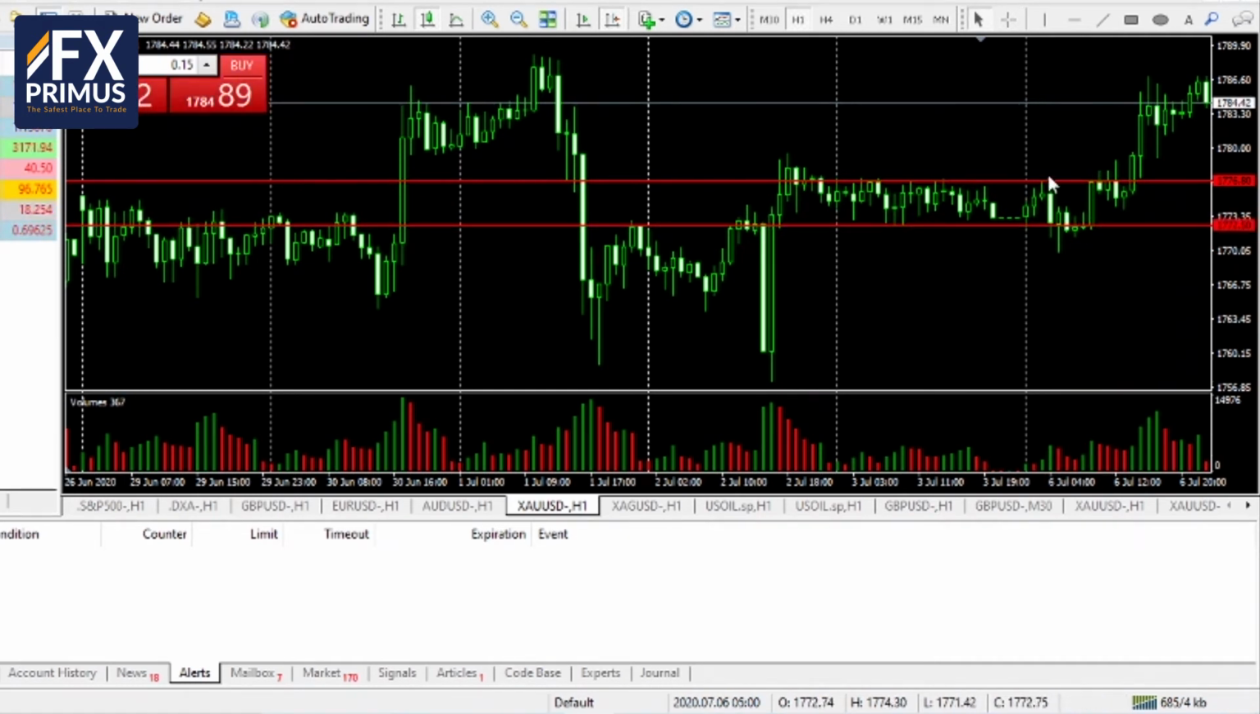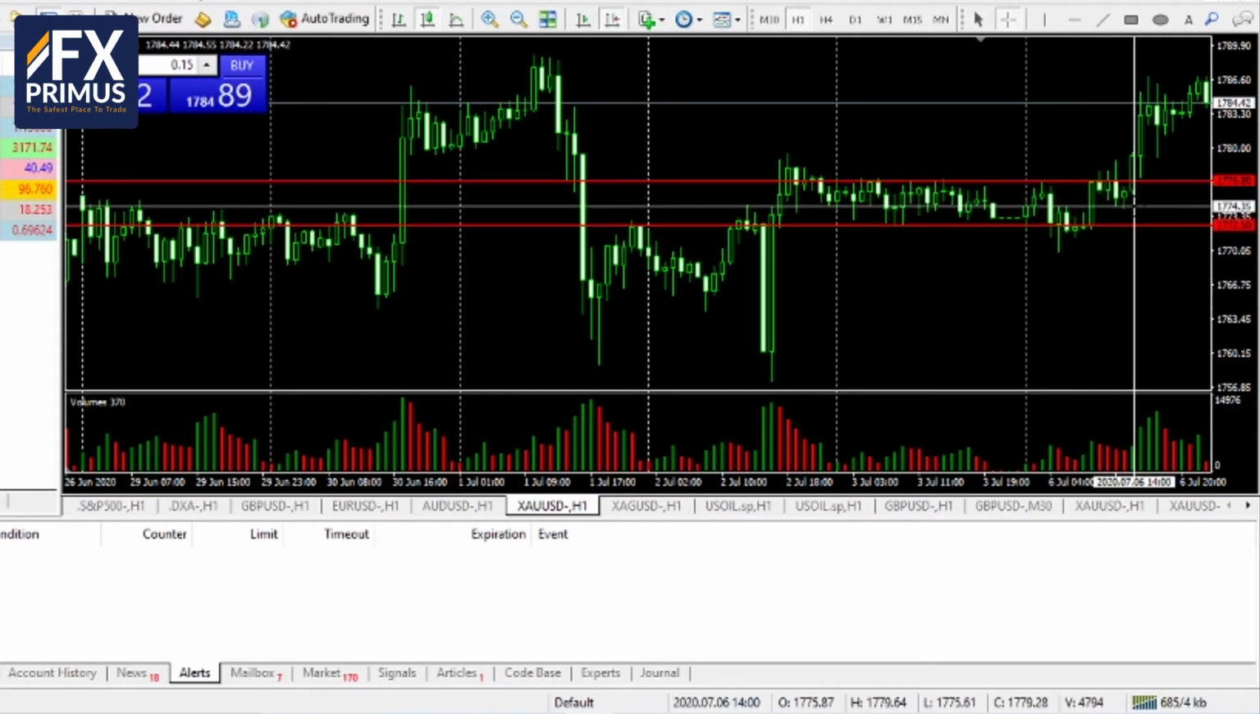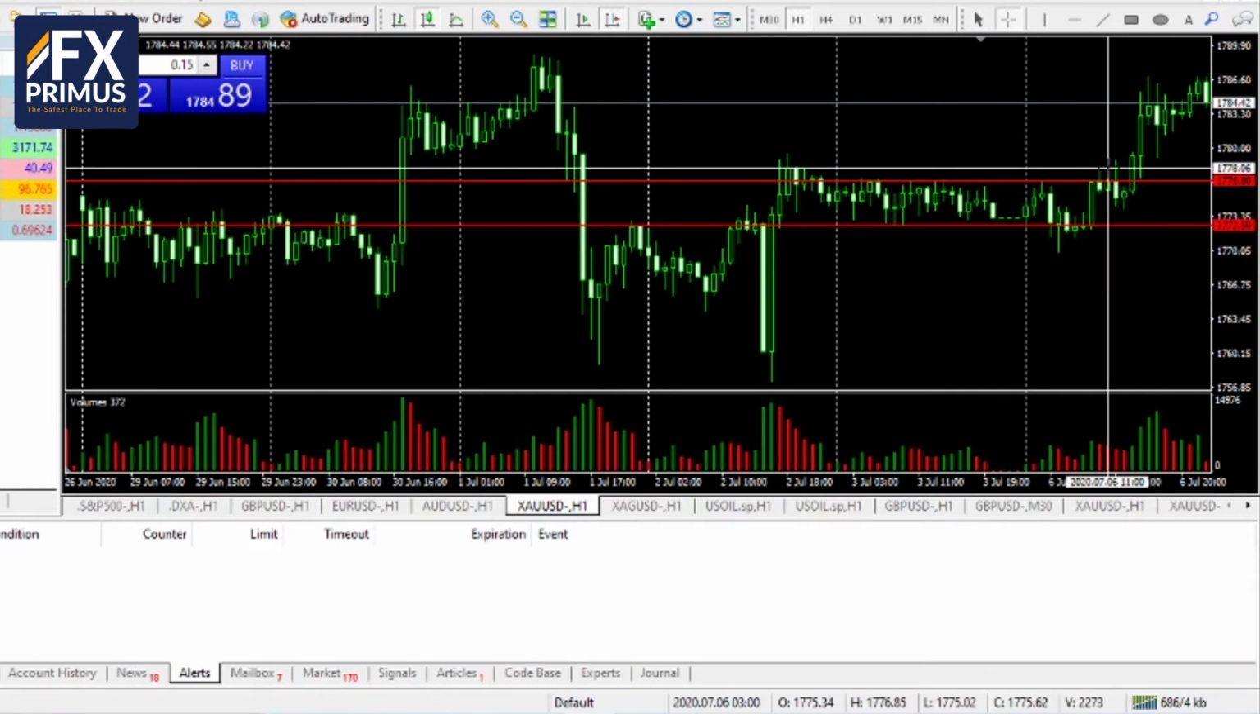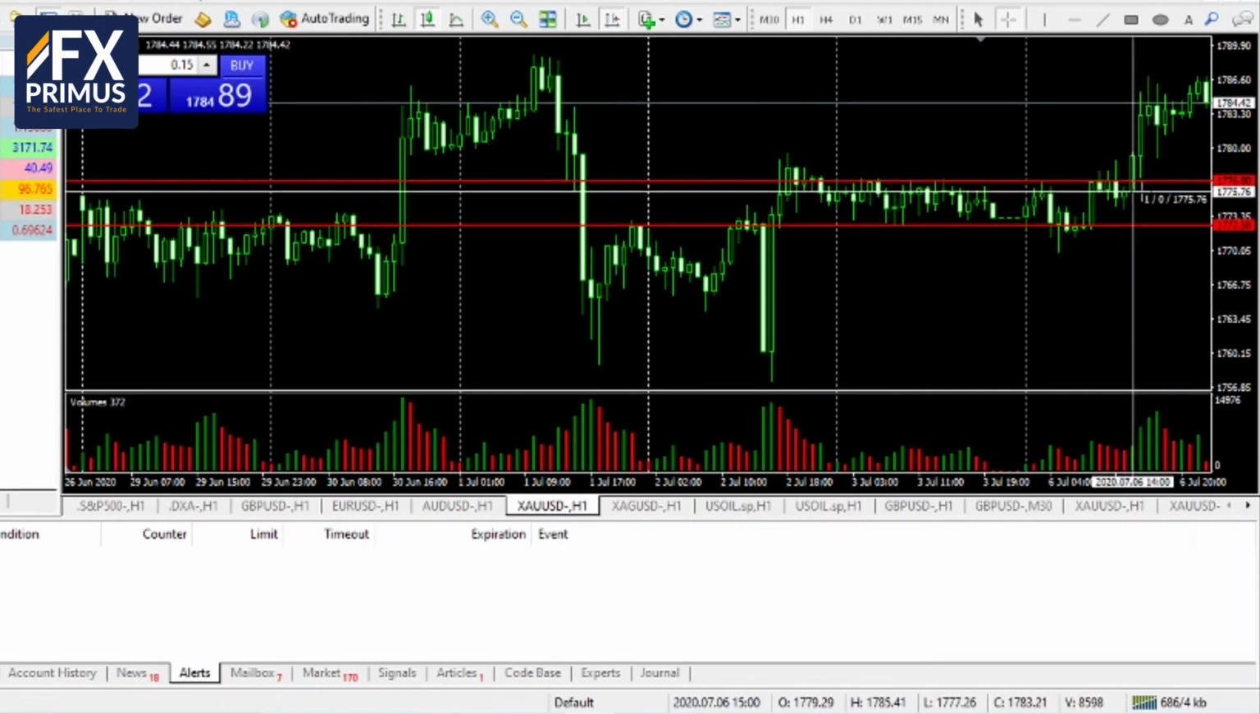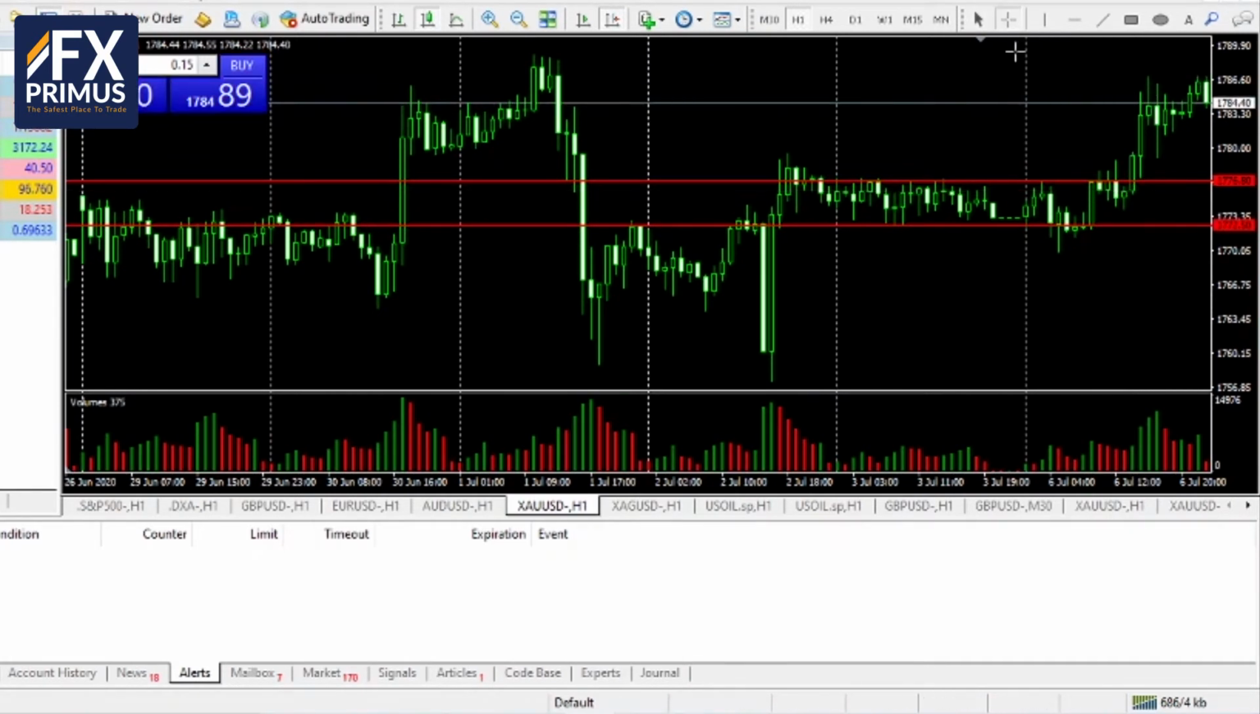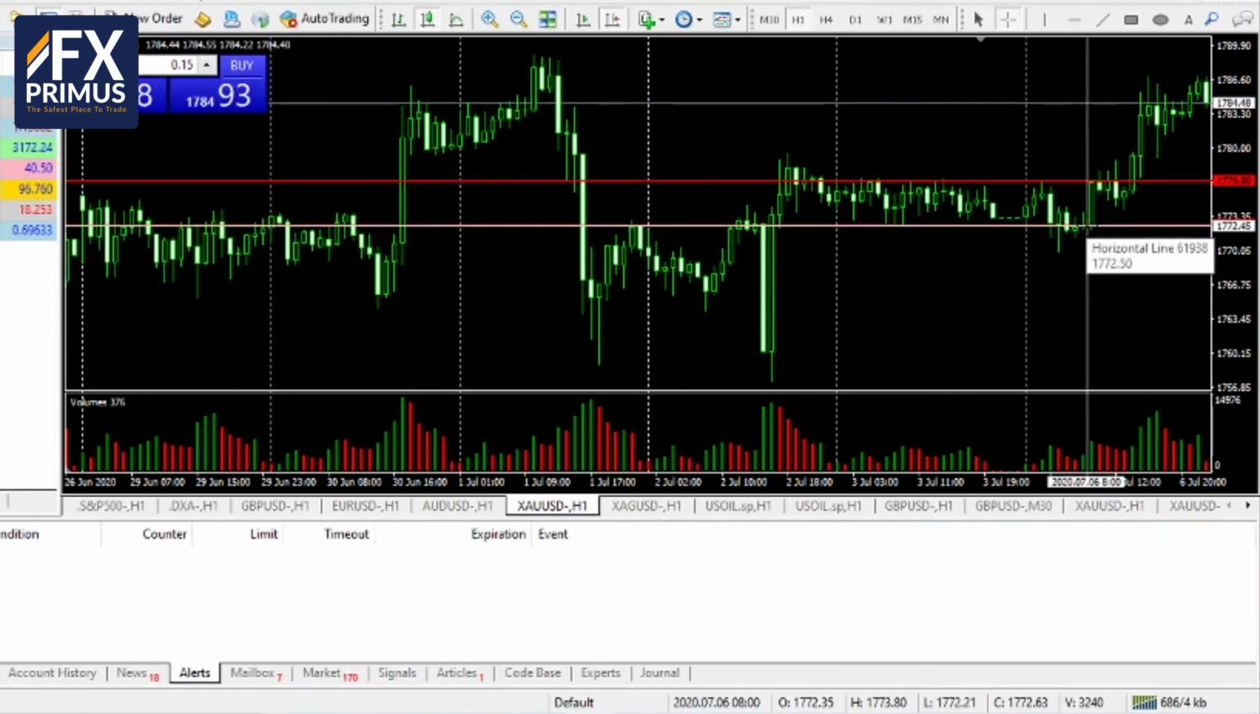at about 9 plus 5 is 14, 2 p.m., gold prices started to move up from 1,772. The initial push was up to 1,778, and towards the US trading session at about 14 plus 5 is 19, 7 p.m., the gold prices pushed up again from 1,775 to a high of 1,787.